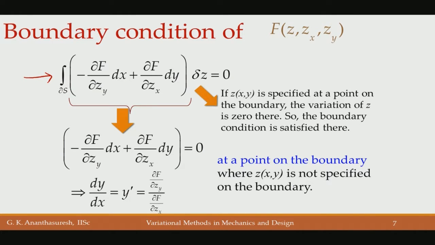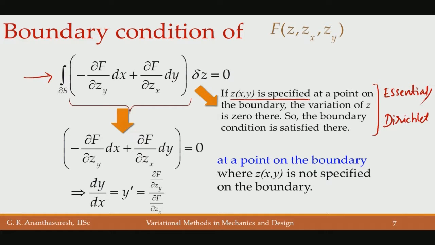So, whenever delta z is 0, that is, z is specified, then the boundary condition is satisfied. This is what we call the Dirichlet boundary condition, or essential boundary condition, where z is specified at a point on the boundary or a portion of the boundary. There delta z is 0, and the condition is satisfied.